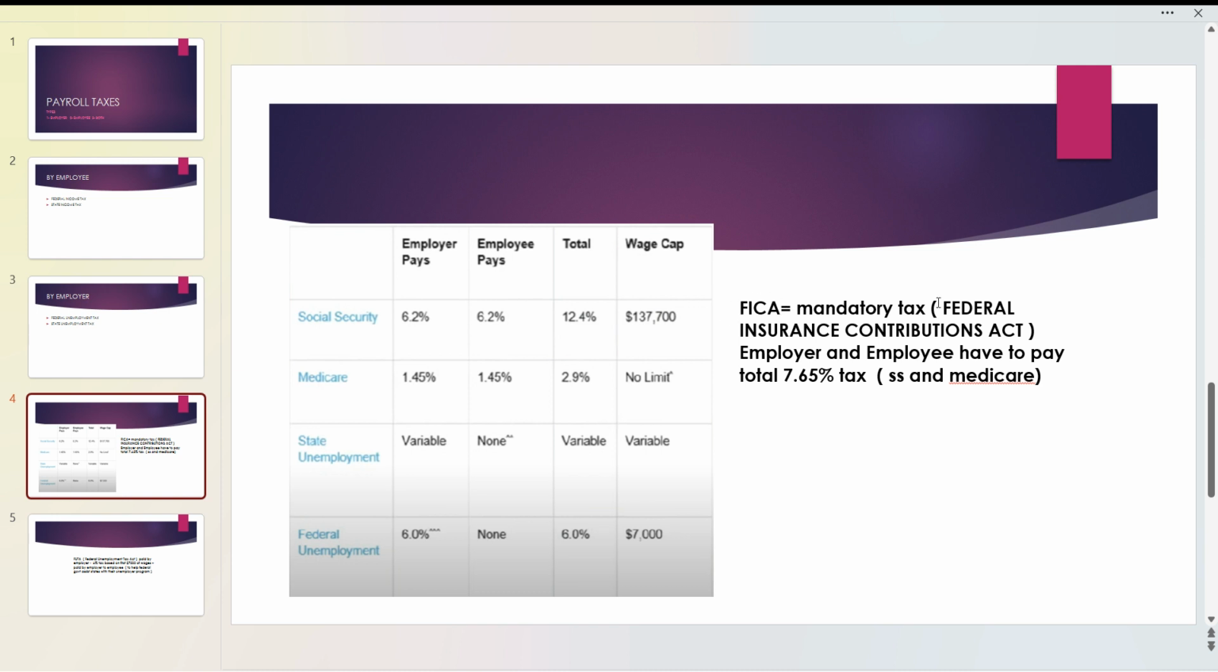Now, what is FICA? FICA stands for Federal Insurance Contributions Act. According to this act, it's a mandatory tax, and both the employer and employee have to pay a total of 7.65% tax. And you can see the deductions here. That means for Social Security, it goes to 6.2% for both of them, that is employer and employee. And for Medicare, 1.45% for the employee as well as the employer.